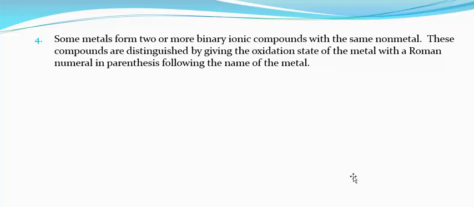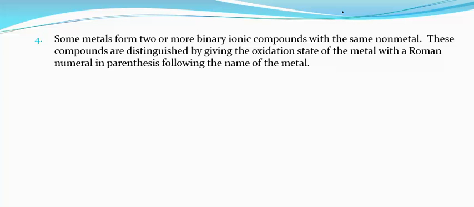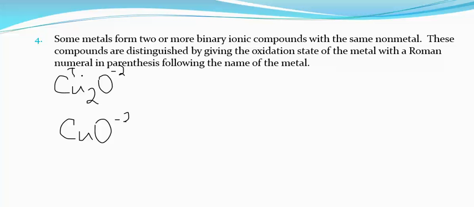Now some metals form two or more binary ionic compounds with the same nonmetal. So these metals have more than one oxidation state, and we have to indicate the oxidation state with Roman numerals. For example, copper is one of those metals that can exhibit multiple oxidation states. So Cu2O is a possible compound for copper, but so is CuO. Now oxygen is a -2, 99.9% of the time. So in the first case, copper has to be a +1.